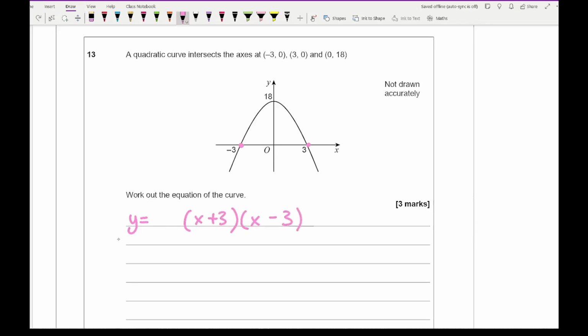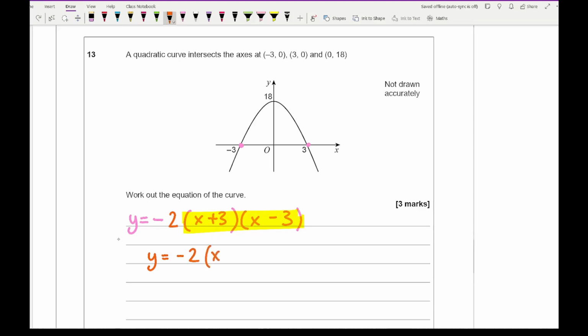Now the problem with this is that this will give a U shape and we want an N shape. So that means I need to change the sign of the function, which gives minus. But the problem is that when I expand this out, I'm going to end up with minus 9 and I want positive 18. So rather than having 9, I want 18. I need to times that by 2.